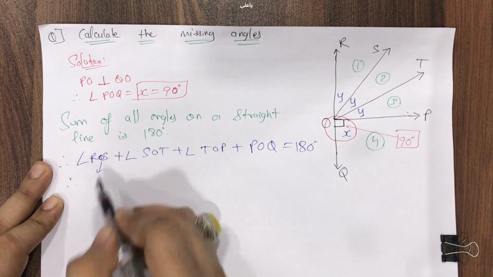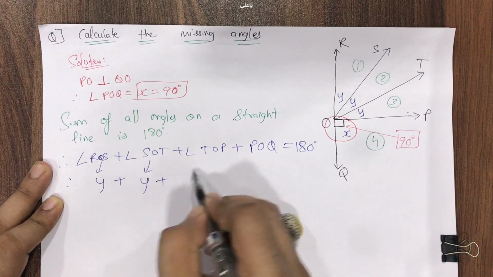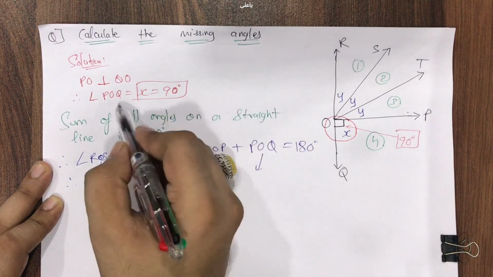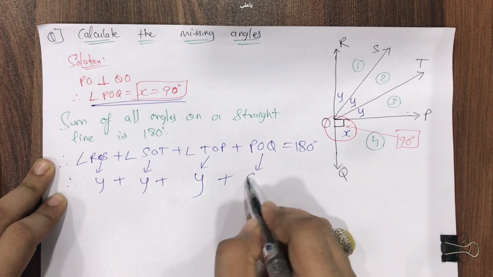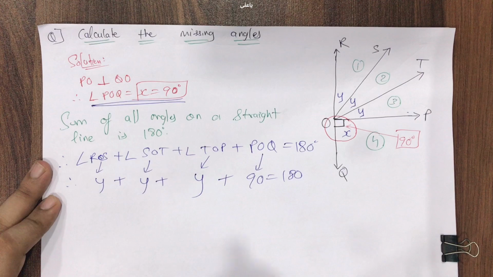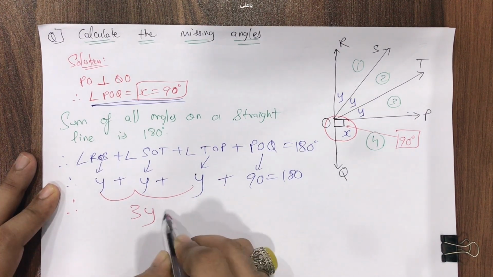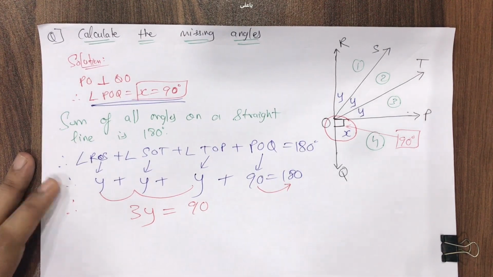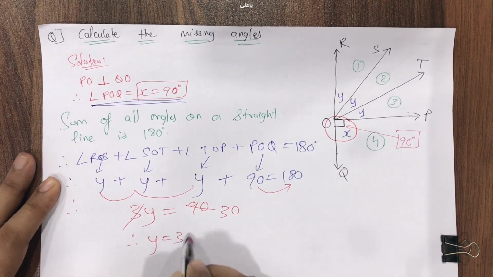Therefore let's write the values. Angle ROS is Y plus angle SOT is also Y plus angle TOP is also Y plus angle POQ. Just now we came to know that angle POQ is X, which is nothing but 90 degrees. So I'll not write X, I'll just write 90 degrees is equal to 180 degrees. Therefore, Y plus Y plus Y is nothing but 3Y, is equal to 180 minus 90, which becomes 90 degrees only. 3 ones are 3, 3 nines are 27... 3 threes are 9, zeros are zeros. Therefore, Y is equal to 30 degrees.